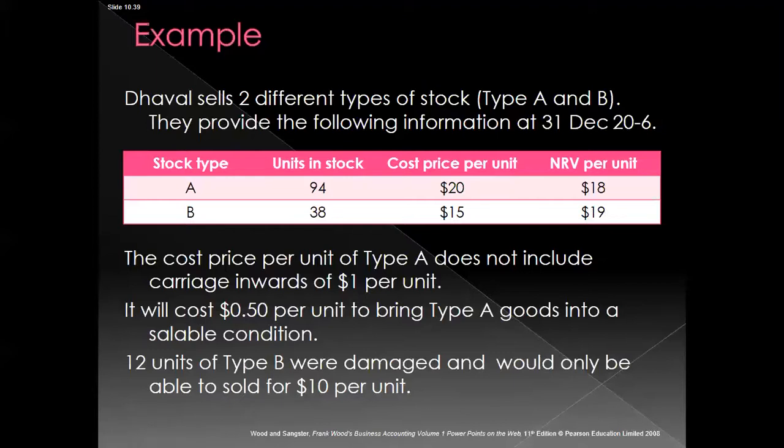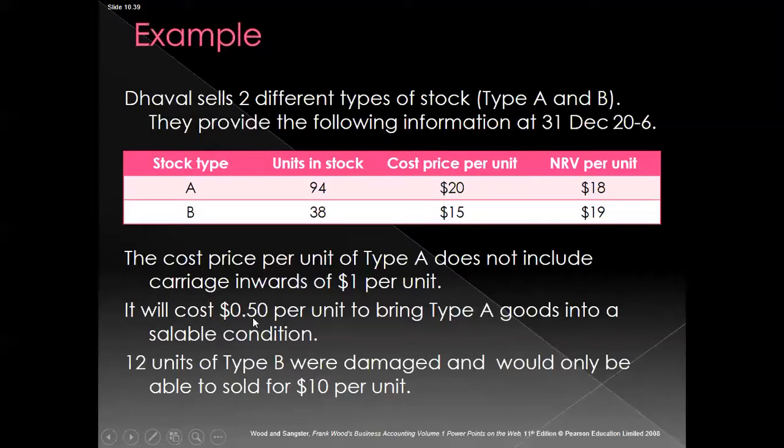The answer is $15 because $15 is lower than $19. If we choose $19 or $20, then the inventory value will be overvalued. However, we do not ignore the additional information given. The cost price per unit of stock A does not include carriage inwards of $1 per unit, so it makes the cost price even more expensive.